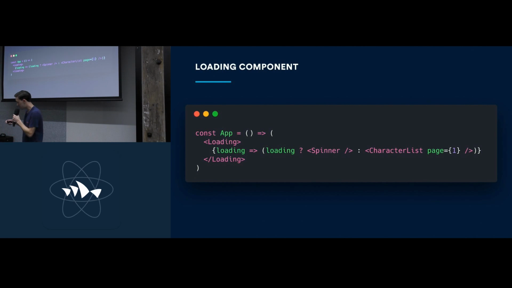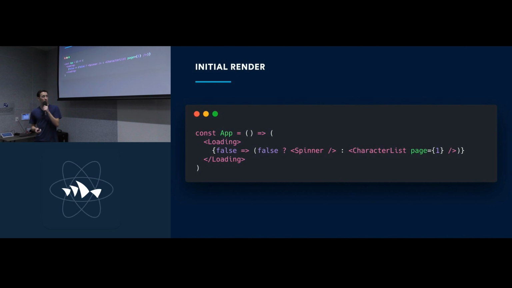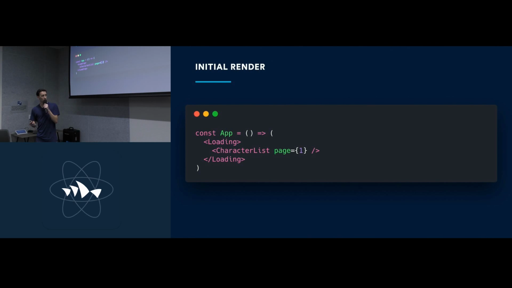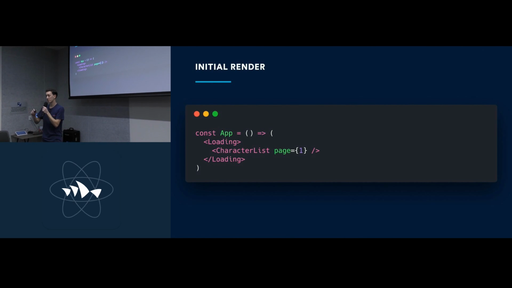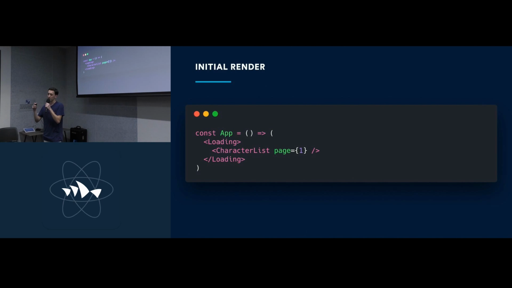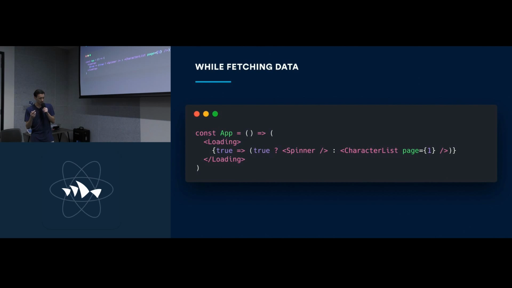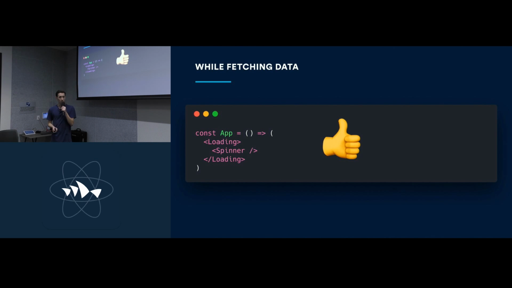So let's step through how this component will work. If we imagine the initial render, loading is going to be false. So we're going to try and render our character list. Remember that this is the component that calls the read on the fetcher. The data is not going to be there, so we're going to throw an exception. Our loading component is going to catch this exception and re-render with loading being true at this point. So we'll show a spinner, and this is going to work.